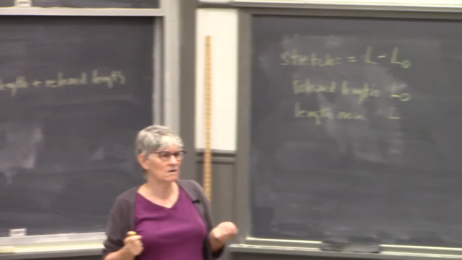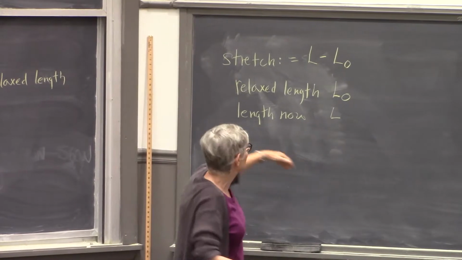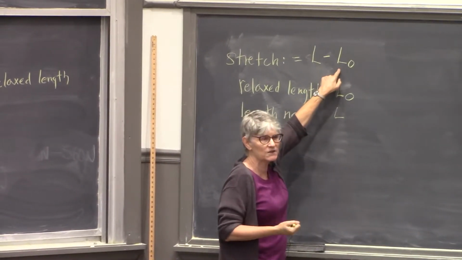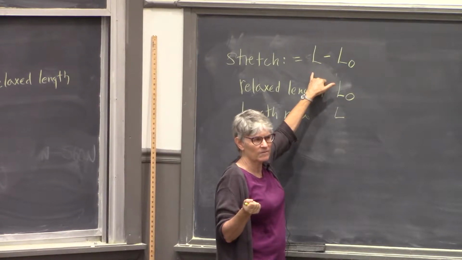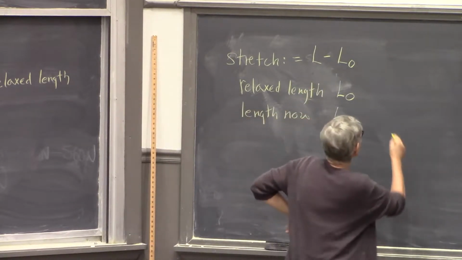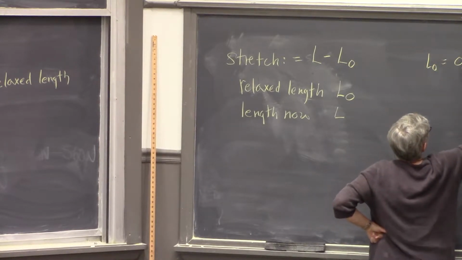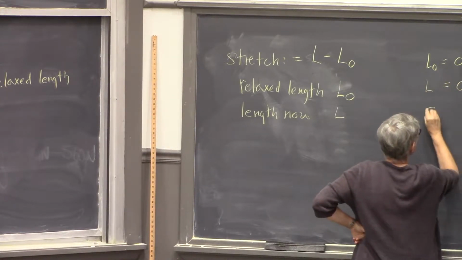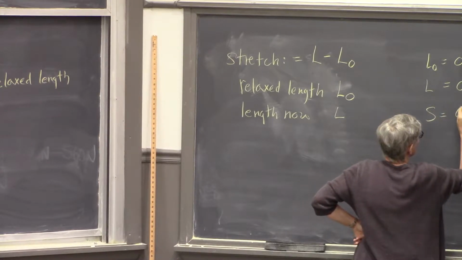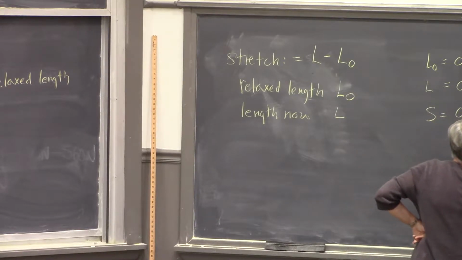Now notice that if we pull on the spring and make it longer, so it was 10 centimeters long, its relaxed length, but we pull on it, we make it 20 centimeters long, what's the stretch? Yeah, so if L0 is 0.1 meters, L is 0.2 meters, so the stretch is 0.2 meters minus 0.1 meter is 0.1 meter.